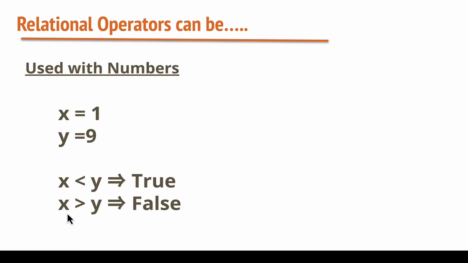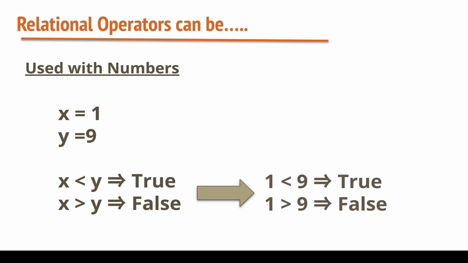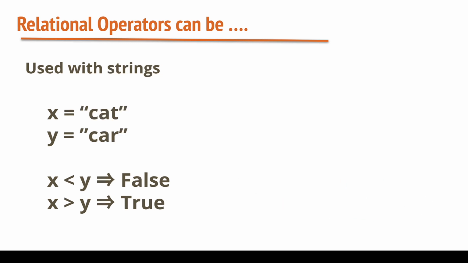So here we're utilizing some variables. So we have x is equal to 1, y is equal to 9. And then we say x is less than y, that is going to result in a true. And x is greater than y, that's going to be false. Because what the system then is going to do is substitute the values, right? So 1 is less than 9, which is basically true. And 1 is greater than 9, that's going to result in a false statement.